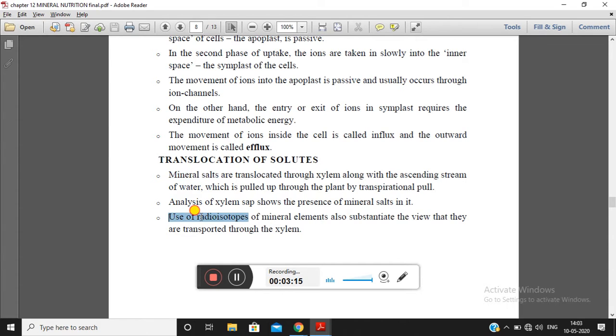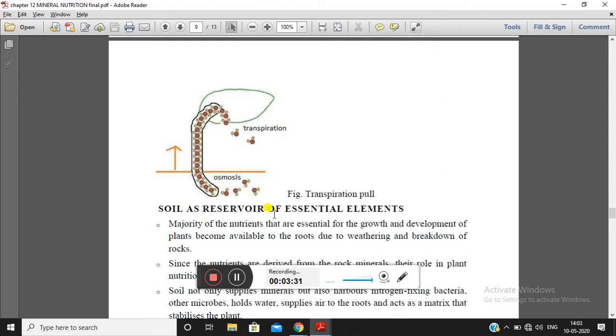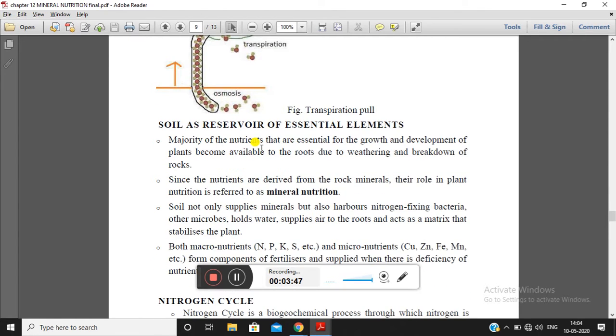Now, when we use radioisotopes of mineral elements, we can easily see that they are being transported through the xylem by determining the radioactivity of the mineral elements. So this is how the transpirational pull takes place. It takes the minerals along with the water and they start moving towards the upper part of the plants. Finally, it reaches the leaf where the transpiration is taking place.